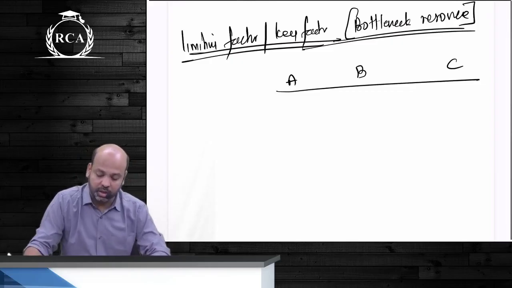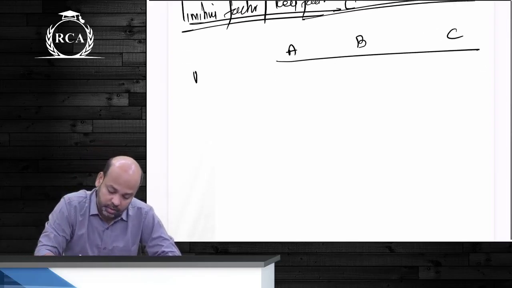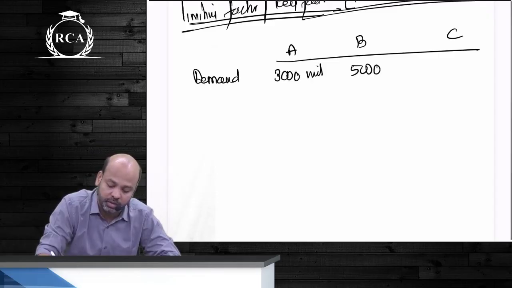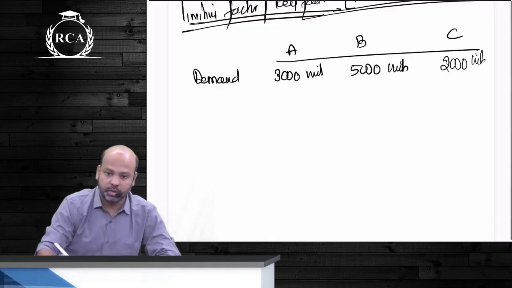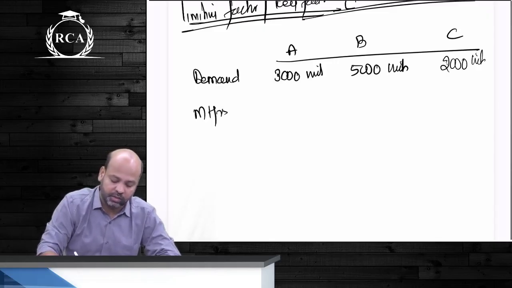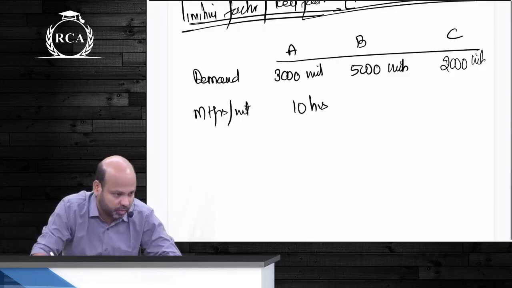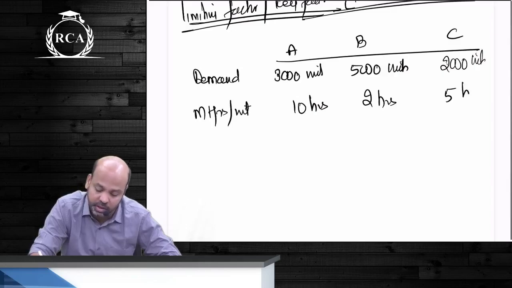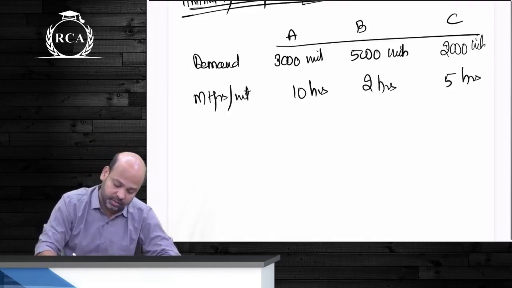Let's say, beta, that there are 3 products A, B, C. Yashwant, you will answer, beta. The demand for product A is 3000 units. The demand for product B is 5000 units. The demand for product C, beta, is 2000 units. The number of machine hours that you need to manufacture product A is 10 hours. For product B it is 2 hours. For product C it is 5 hours. Now, Yashwant, what will be the total requirement of machine hours, beta?